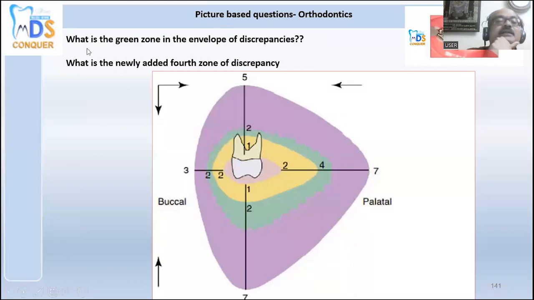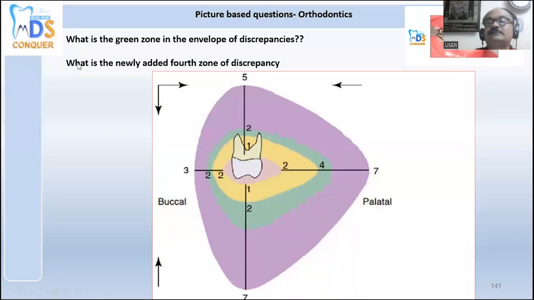This also you can find in recent exams. So you know three envelopes of discrepancy. See, can you see here a green one? What is that envelope of discrepancy? 1, 2, 3, 4. But we know only three. What is the fourth one? One is by orthodontic treatment. One is by orthopedic, orthodontic, or functional appliances. One is by orthognathic surgery. What is the green one of the envelope of discrepancy?